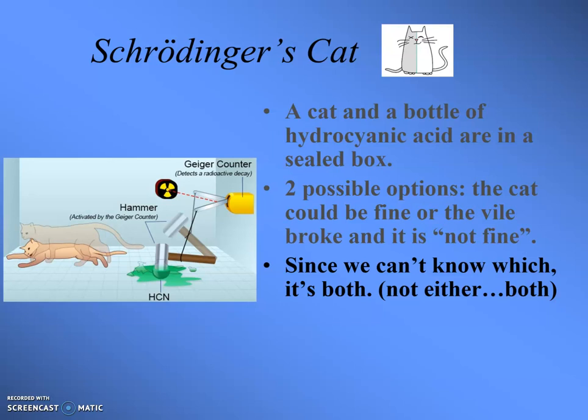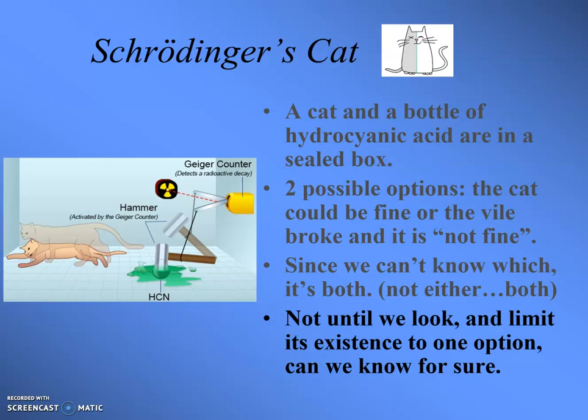Since we can't know which one it is, it's not either, it's actually both simultaneously. The cat is sort of both alive and dead at the same time, because since we can't actually observe it and limit its possible existence to one or the other, it can be considered both simultaneously. I know this sounds really stupid, but that's the basic idea. So until you actually look and limit its existence to one option, we can't know for sure, and it's sort of both at the same time.